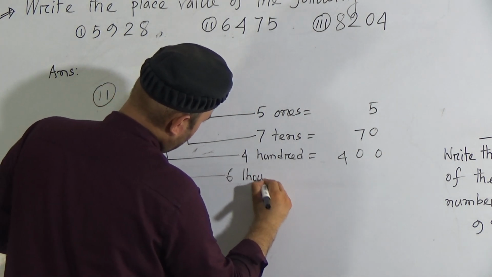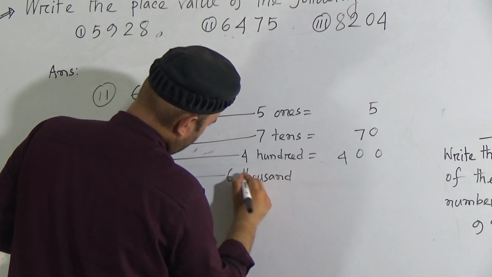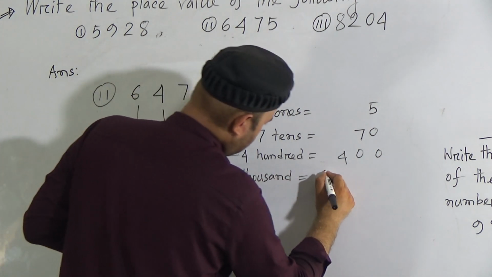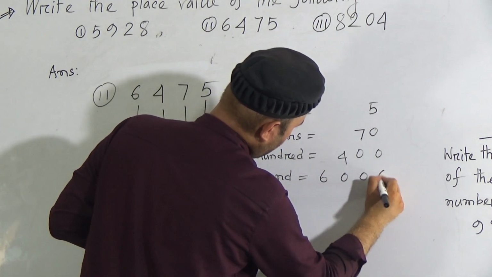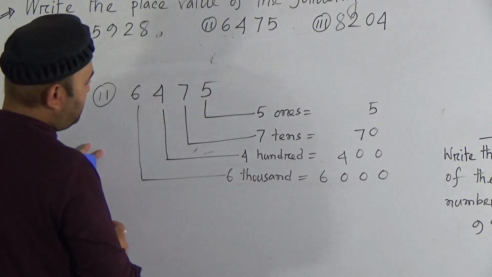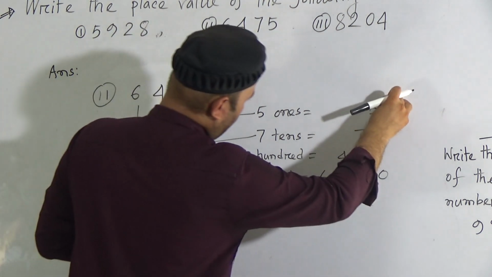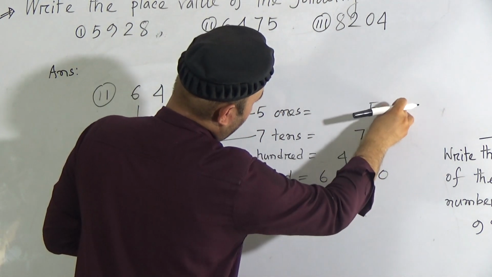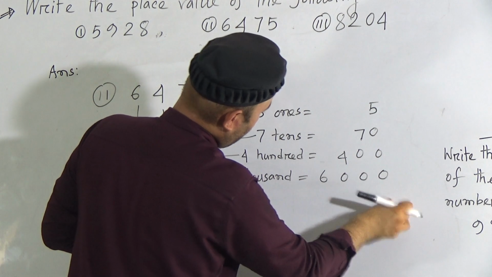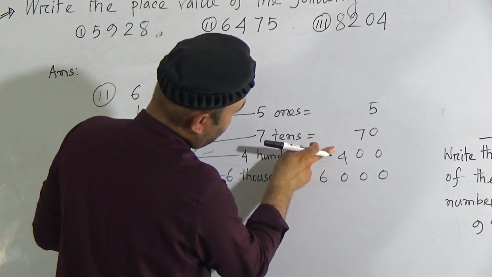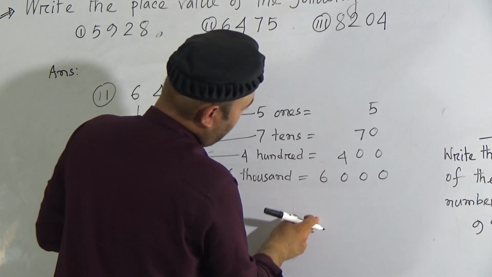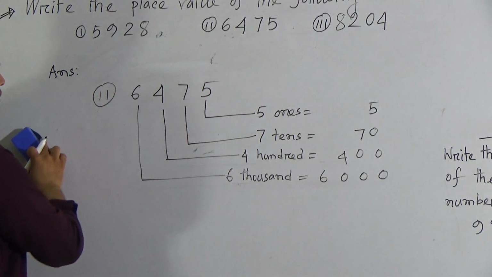Now last digit is here 6. 6,000. That means 6000. So this is the place value of 6,475. Look here. Here I mentioned the place value of ones 5, tens 70, hundreds 400, and 6 is thousand place. Now question number 3.